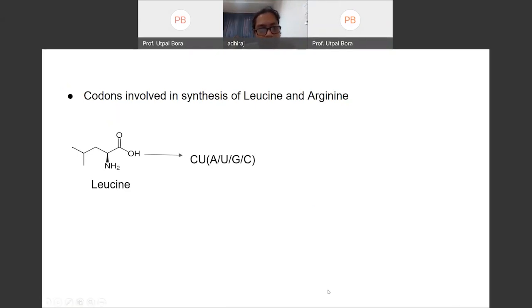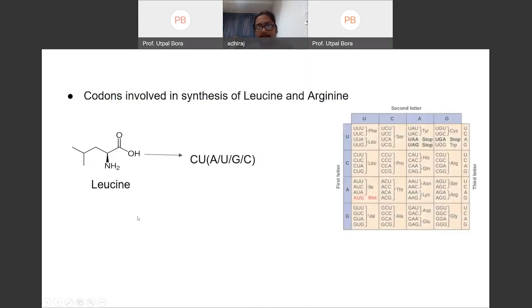If the codon for leucine is CU, then at the last position there can be anything. This is a wobble, so this can be anything: A, U, G, C. CUA also goes for leucine, CUU also goes for leucine, like that. So now you need to catch all these codons which code for leucine. For your reference, I have given here CUU, CUC, everything gives leucine. So how are we going to do it?